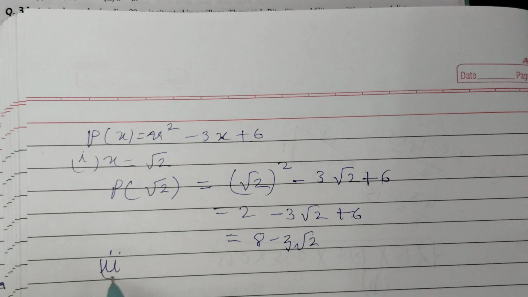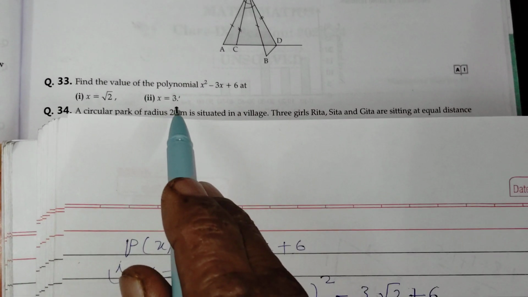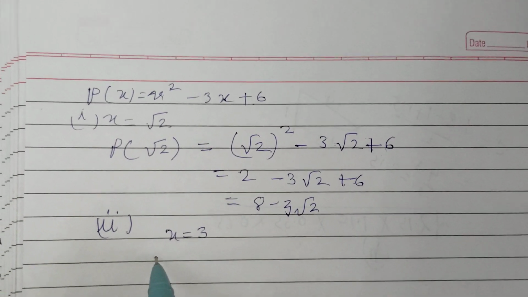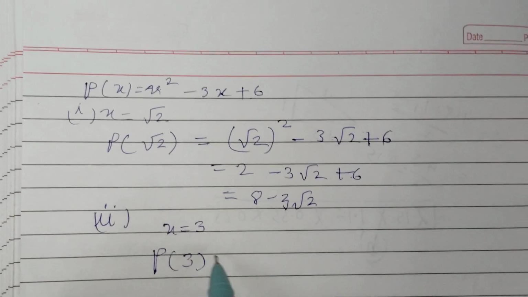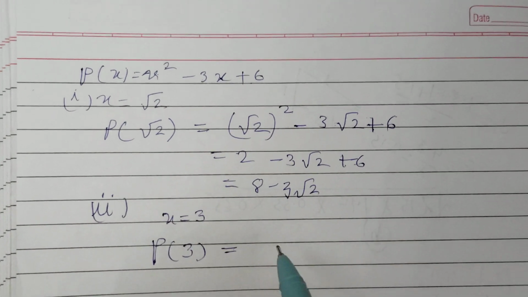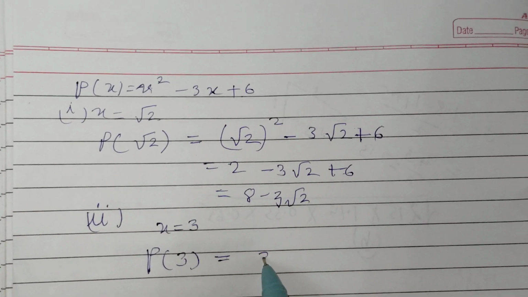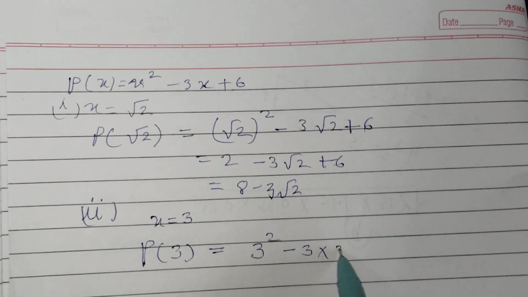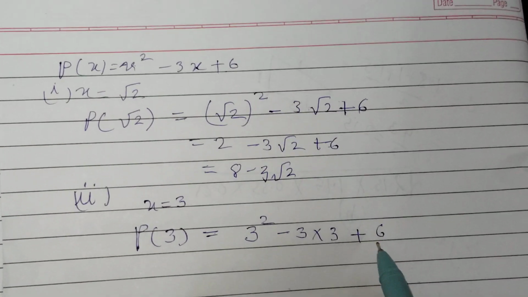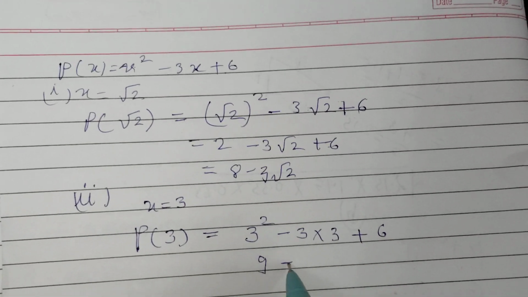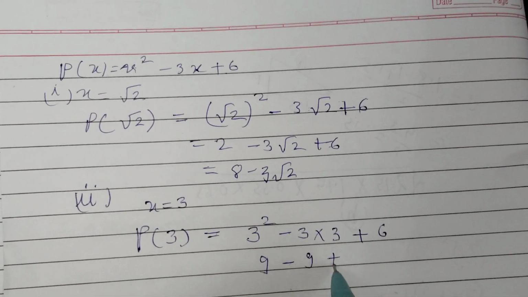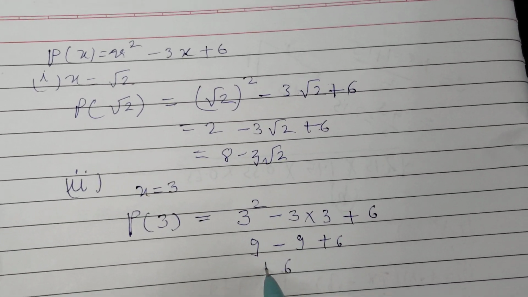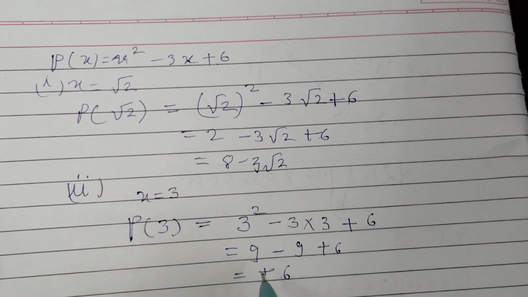Now in the second part, x equals 3. So for x equal to 3, we find p of 3. For the value of x we put x equal to 3. For x square we write 3 square, and for minus 3x we write 3 into 3. So 3 square is 9, minus 3 into 3 is 9, plus 6. 9 minus 9 is 0, plus 6, so the answer is 6. So we get p of 3 is 6.